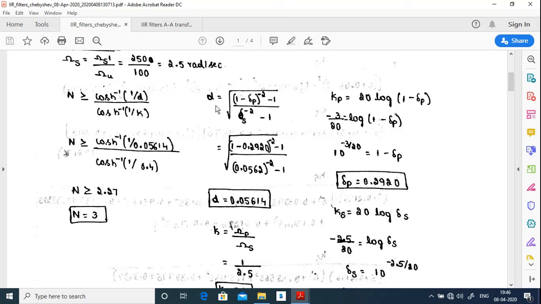How? d is given by this particular equation: d is equal to under the root of (1 minus del p) whole power minus 2, minus 1, divided by del s power minus 2, minus 1. Again, do I know the values for del p and del s? No, I don't know, right? So I need to find them out.